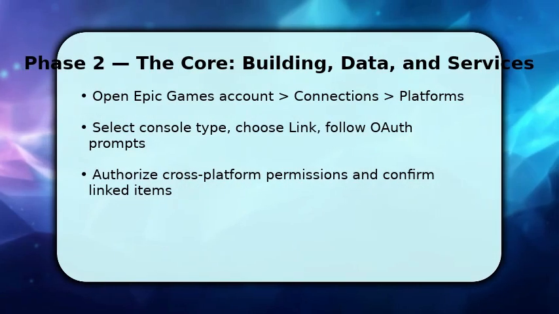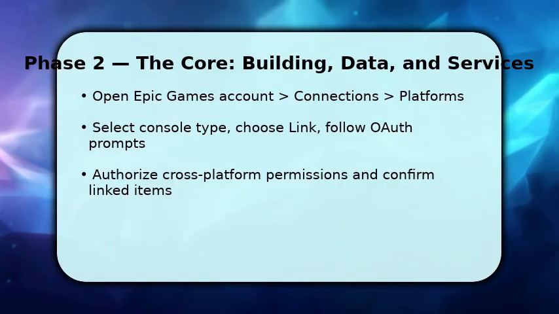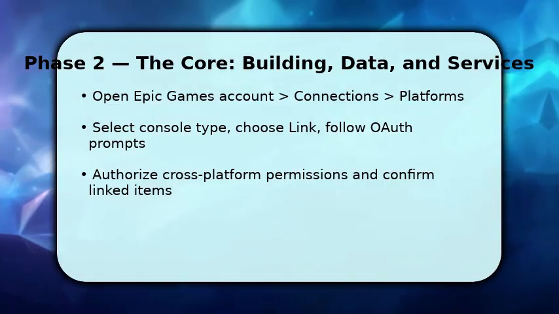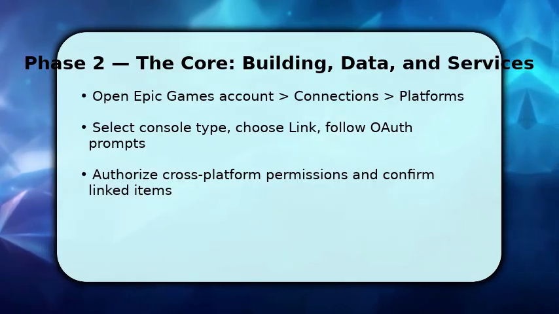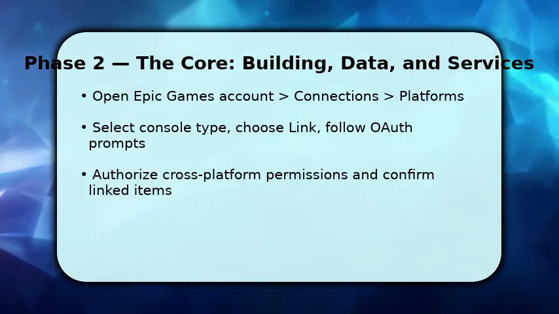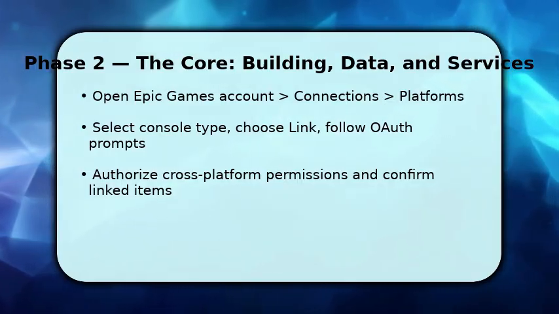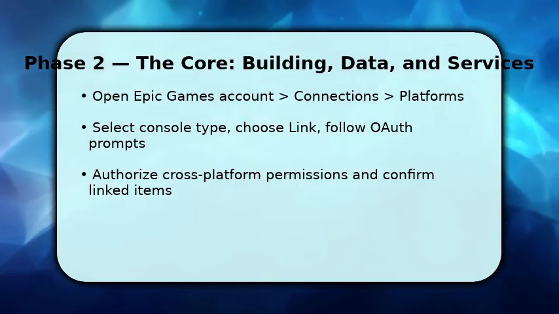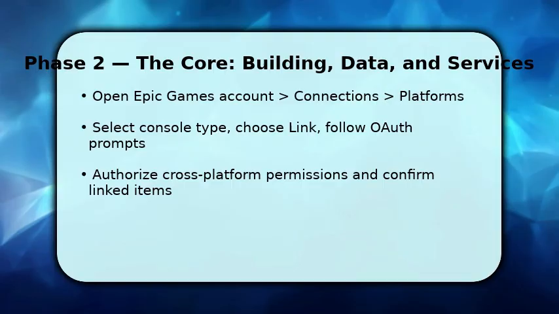You now perform the actual link on the Epic site. This is the critical middle step. Open Connections platforms, pick the console brand, then click link and follow the sign-in prompts on that console's account page. This uses OAuth, so accept permissions. Once done, Epic displays which items will transfer or remain platform locked.